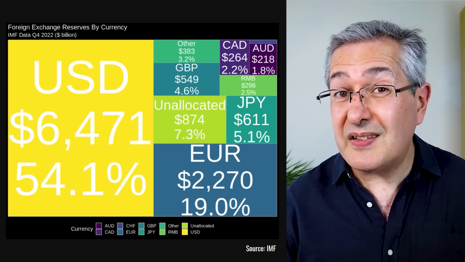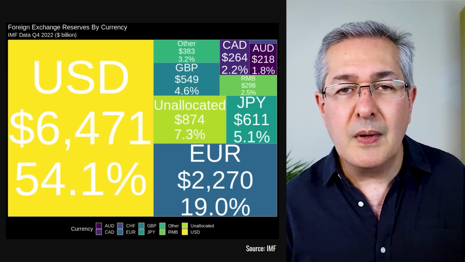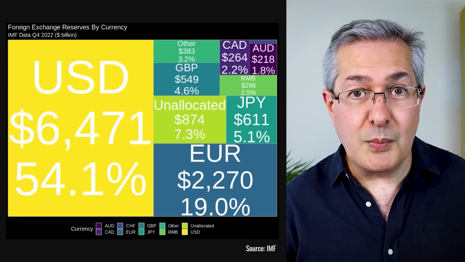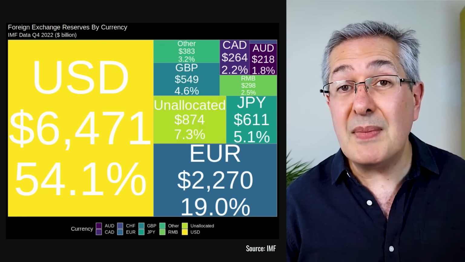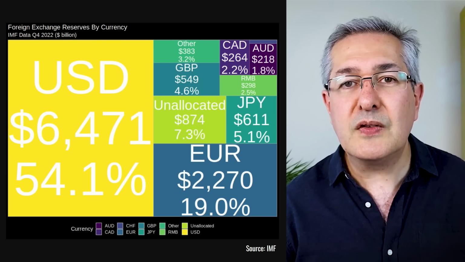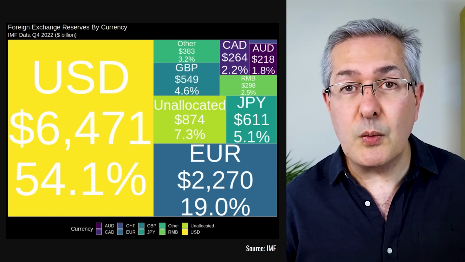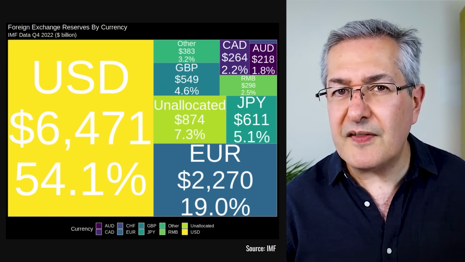The currency which is in second place is the euro, and that makes up about 1/5 of global reserves. Then we get to the much smaller currencies. So for example, the yen makes up about 5%, sterling makes up just under 5%, and the Chinese renminbi, or the yuan, makes up about 2.5%.